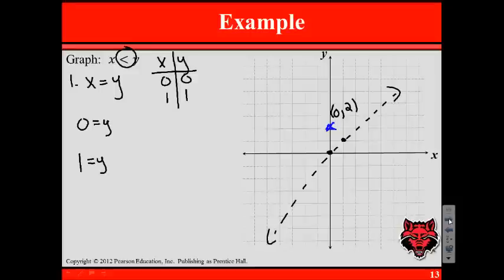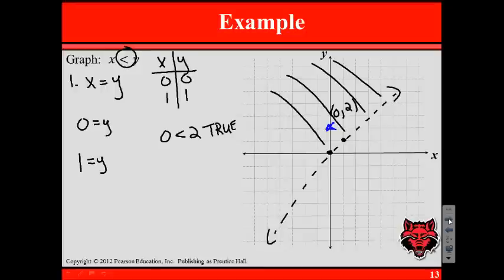We take the test point 0, 2 and put it into the original inequality, which will give us 0 is less than 2, a true statement. So because we have a true statement, we do shade the region that contains the test point. And we would be finished graphing this inequality.